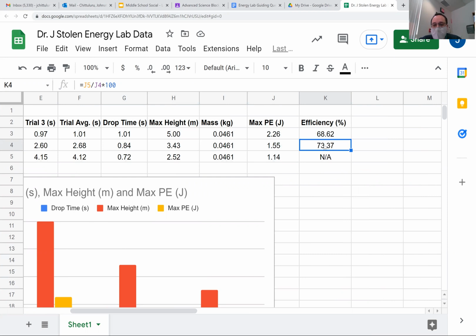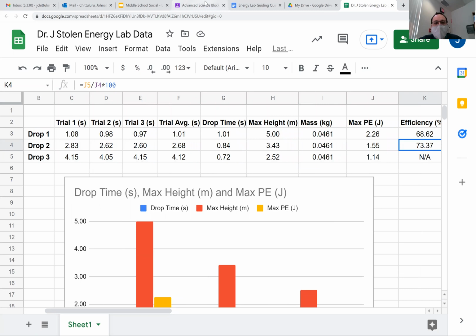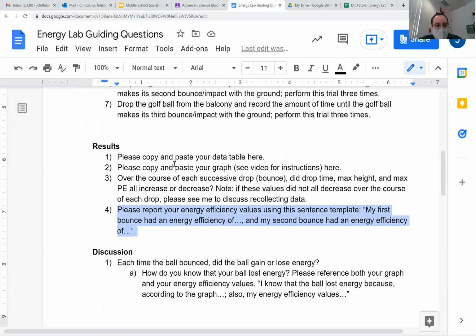Okay, if you want to round those to 69% and 73%, that's totally fine, okay? All right, but you have to use your data, not the data that I stole, okay? I get to steal, you do not, okay? That's what's up. So now back to the lab report.